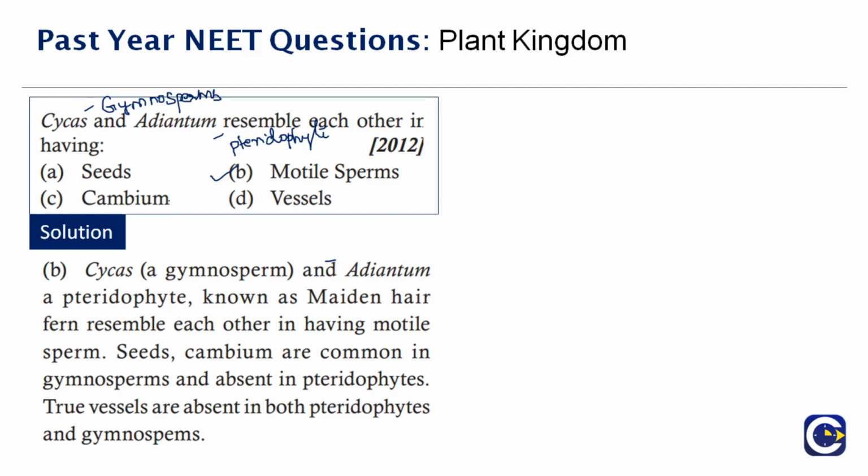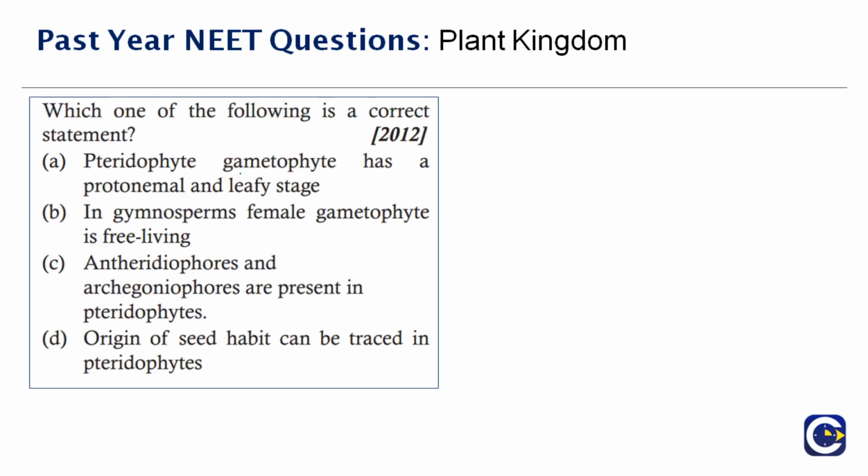So it cannot be cambium. Then you have vessels. True vessels are present in both pteridophytes and gymnosperms. But here if you see, the correct answer goes to motile sperms. See, vessels are present in both pteridophytes and gymnosperms, but that vessels have to be true vessels. Okay, therefore the correct answer to this question is option B, motile sperms. Okay, now let's move to the next question here.